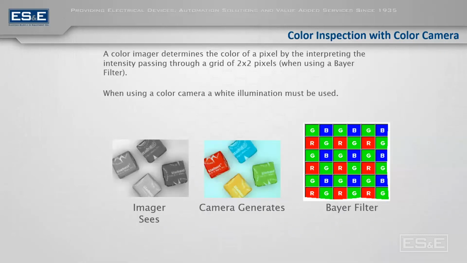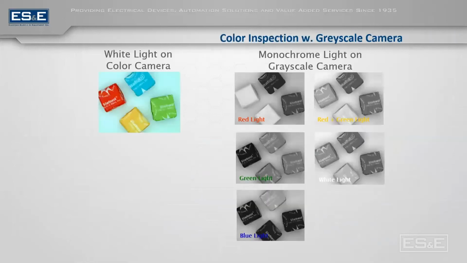Color inspection with a color camera. A color imager determines the color of a pixel by interpreting the intensity passing through a grid of 2 by 2 pixels. This is using a Bayer filter, so it's going to be a monochrome camera with a Bayer filter. So you can see on the left, the imager without the filter. This is what the starburst looks like. When you put on the Bayer filter in the monochrome camera, this is what it's going to generate. So this is a vision application.